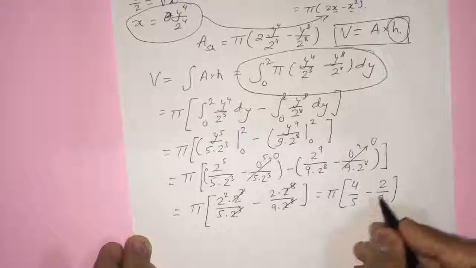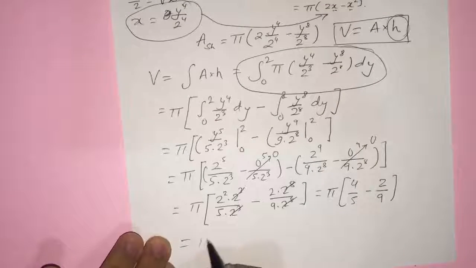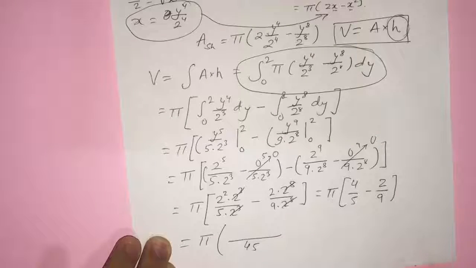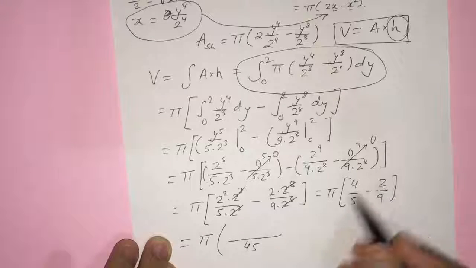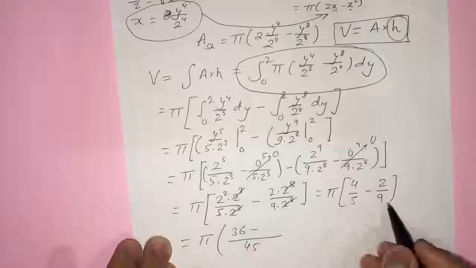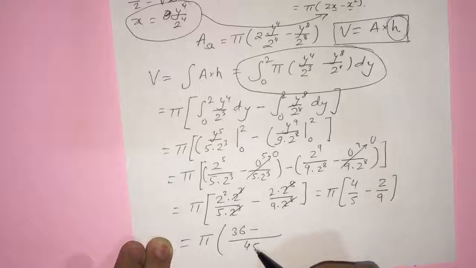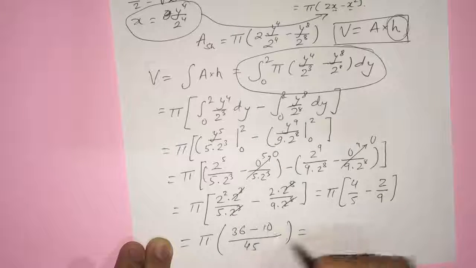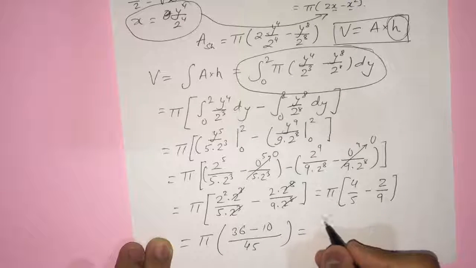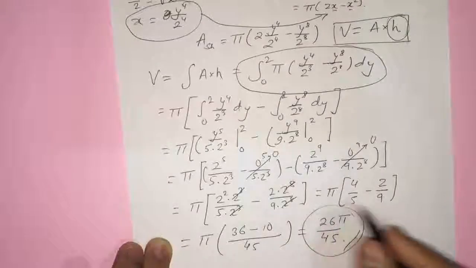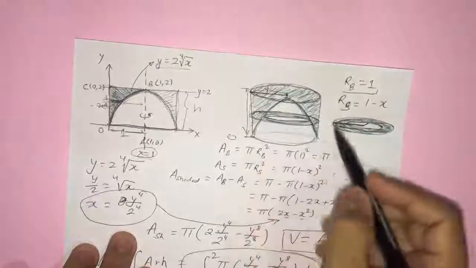Now calculate this one, simplify this one. You will get pi, and the new denominator will be 45, since 5 times 9 is 45. So 9 times 4 is 36, minus 5 times 2 is 10. Now if you simplify it, you will get 26 pi over 45, which is the volume of this figure.